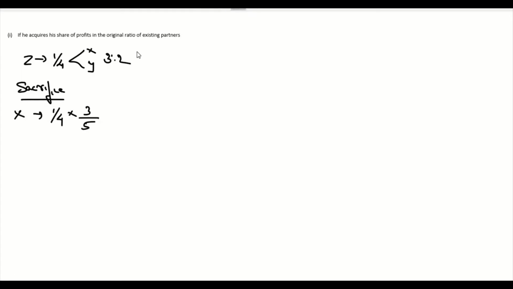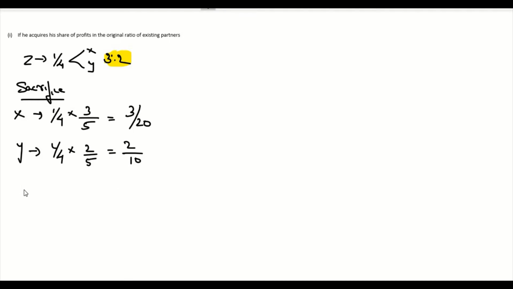So in this case, Z's share 1/4 is coming from X and Y in his original share, which is 3:2. So the sacrifice here is for X, it's going to be 1/4 into 3/5. That's this ratio in which they have given this. So 3/5 is equal to 3/20. Then we have Y, Z's share is 1/4 and he is giving 2/5. So that is equal to 2/20.